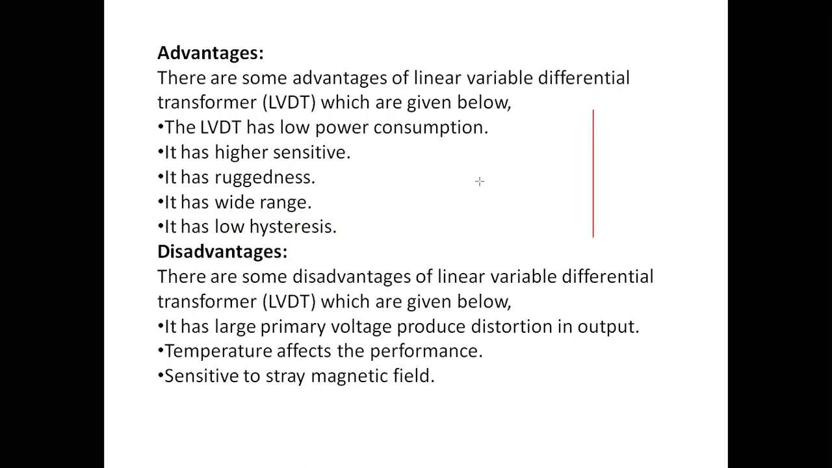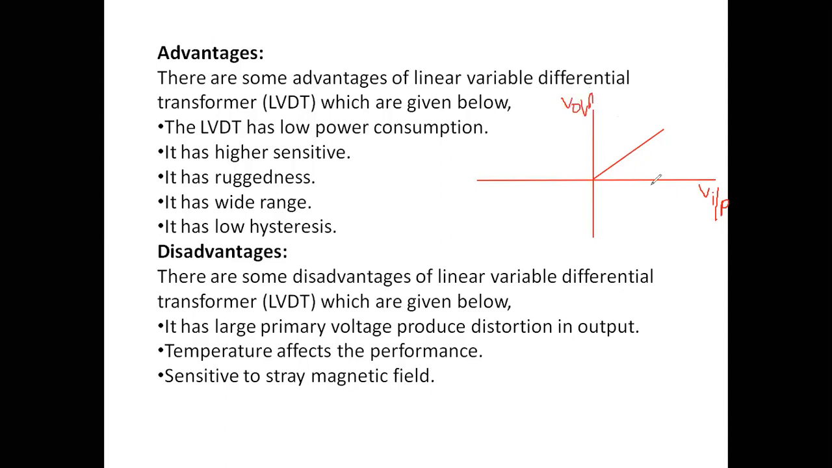So let us suppose I am plotting input output characteristics here. For your better understanding, I am taking a voltmeter, an instrument which is used to measure voltage. I am giving voltage as input, and this voltmeter, a measuring device, shows voltage as output.